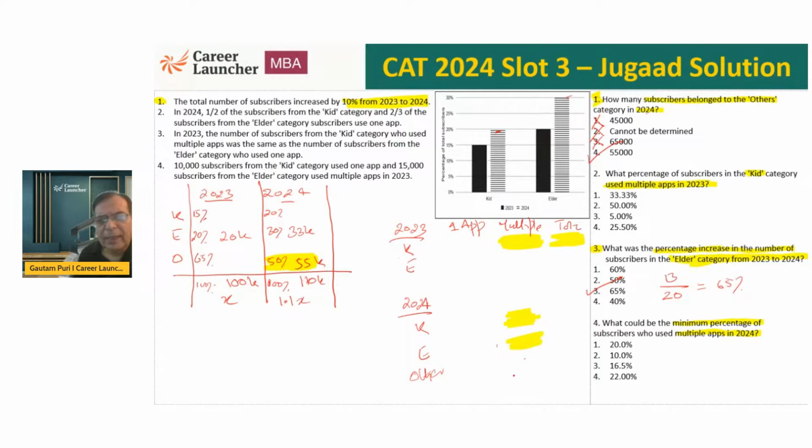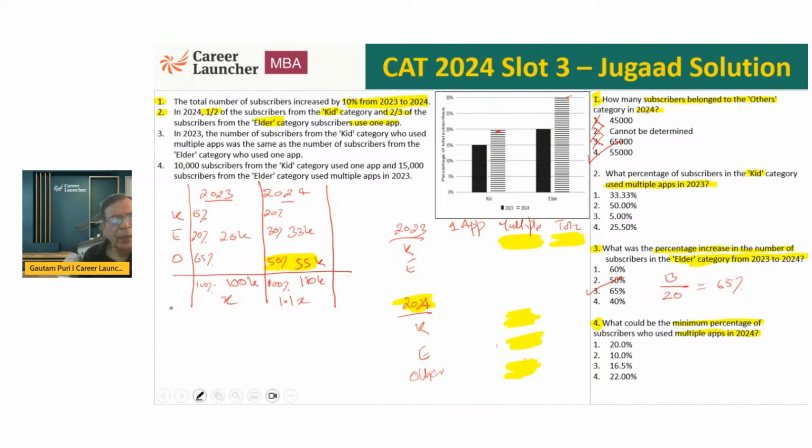So basically we need multiple apps by kids, elders and others in 24. Okay. Now look at statement number 2. In 24, half the subscribers in the kid category and 2/3 of the subscribers from the elder category use one app. We are talking about 24, so let's fill this in first. That means we'll end up doing question number 4 first.